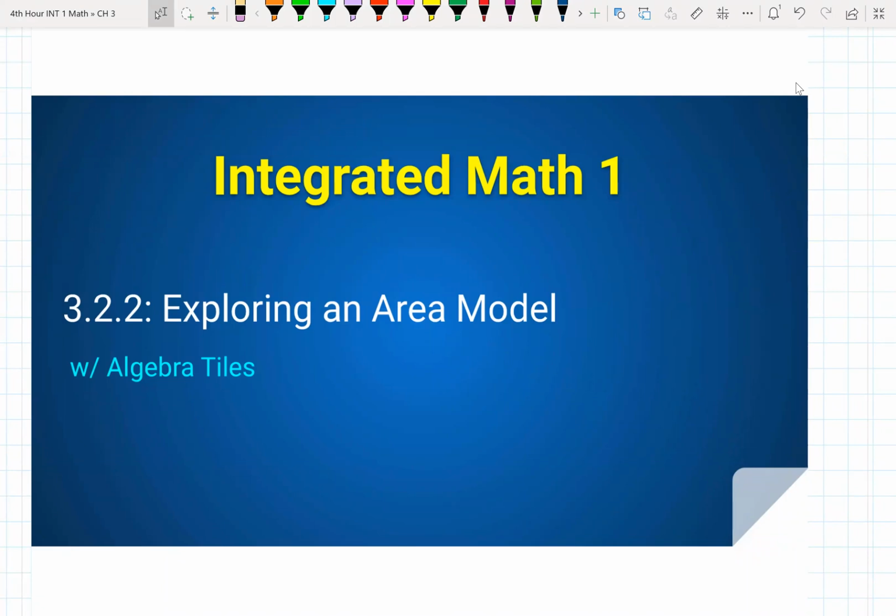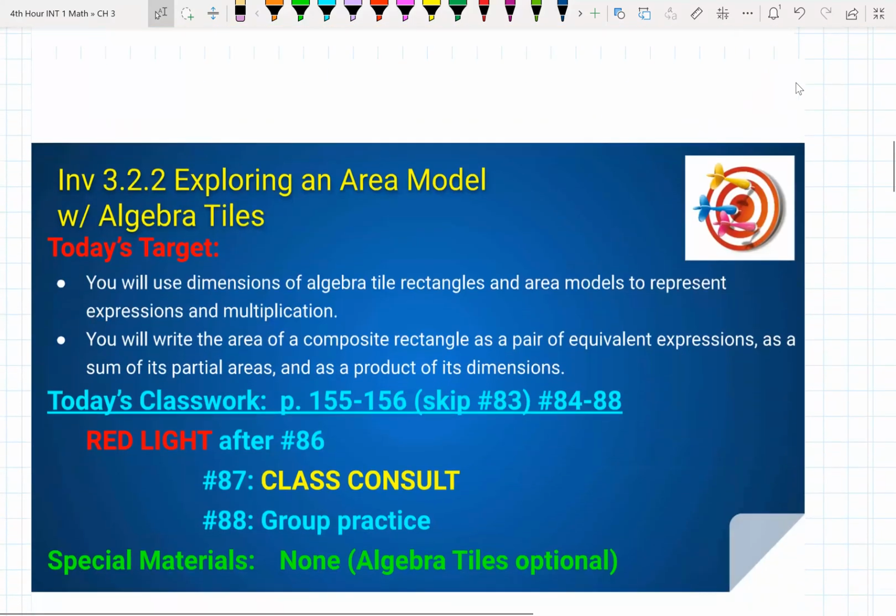I'm sorry I couldn't be there today and that I missed algebra tiles yesterday. However, the purpose of yesterday's lesson was really an intro to the real lesson, which is today, area model. So let's take a look.